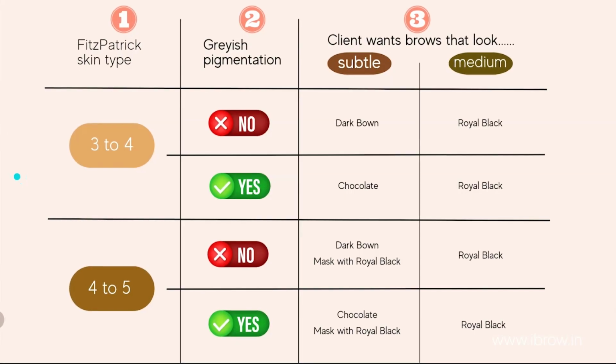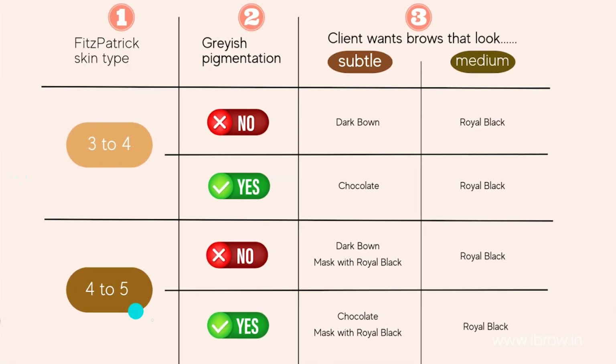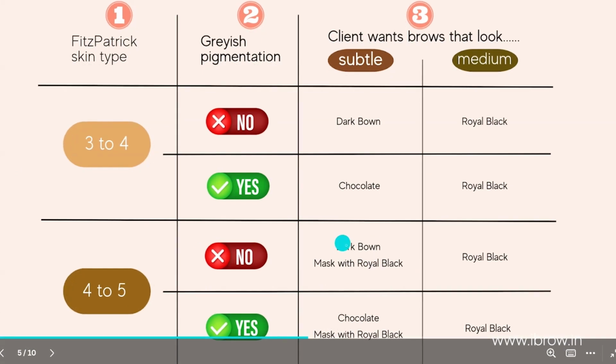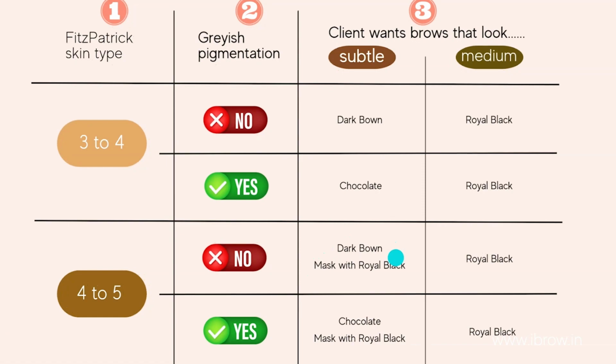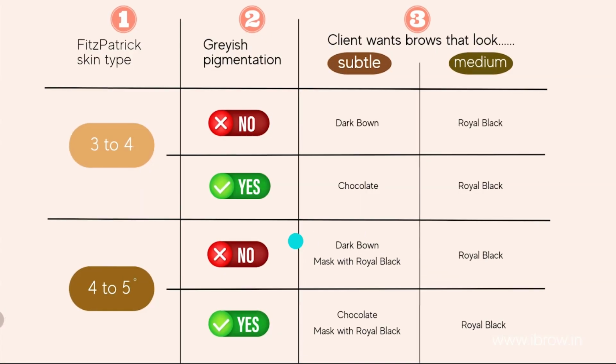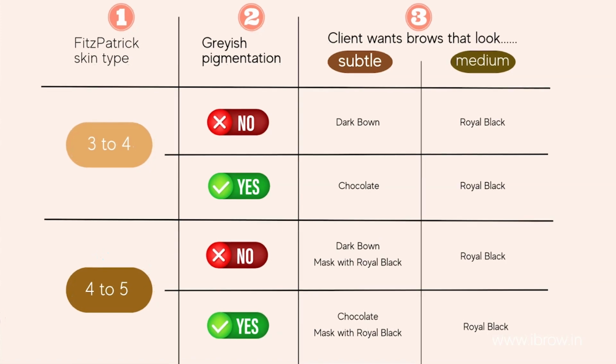If you see in the microblading colors in skin type 4 to 5, if they want a subtle brow, I have asked you to use a dark brown color and then mask it with a royal black. So basically we are putting the color into 2 layers. A dark brown color underneath will make sure that the brow remains subtle, and a darker color on the top will make sure that the brow is visible. Because if you use only dark brown in skin type 4 to 5, it will be barely visible.